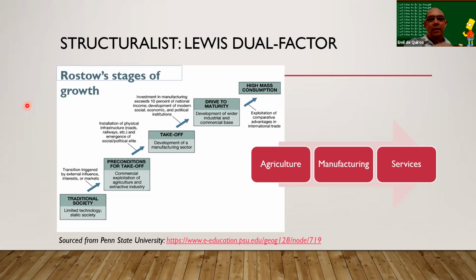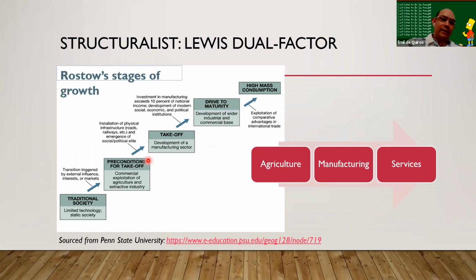So how is it related? I'll explain how Rostow and Lewis are related later. But just a recap of Rostow. Again, Rostow had 5. This is very relevant to Lewis as well. I'll explain later. You have 5 stages of growth.